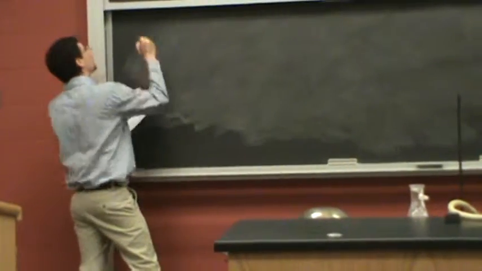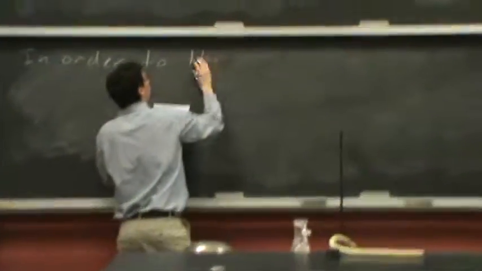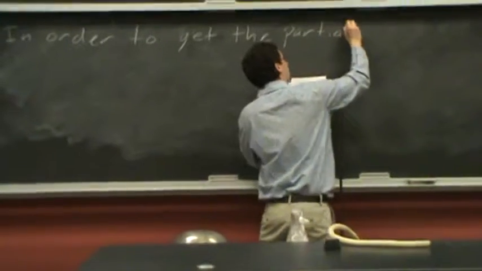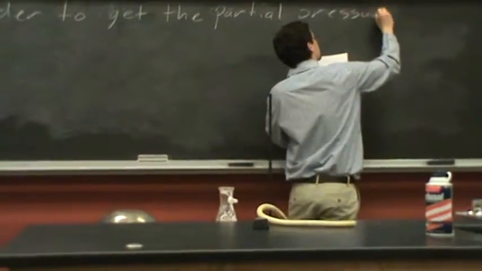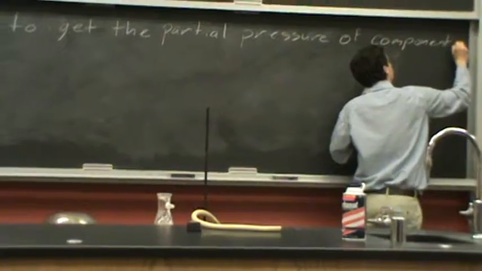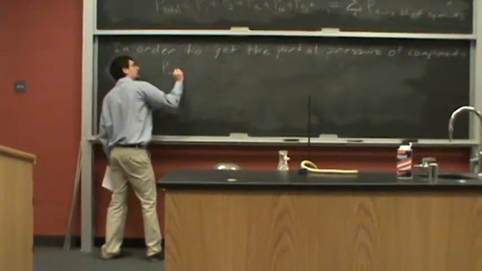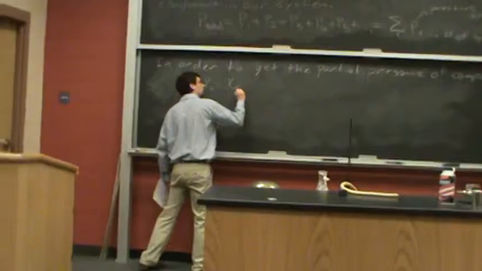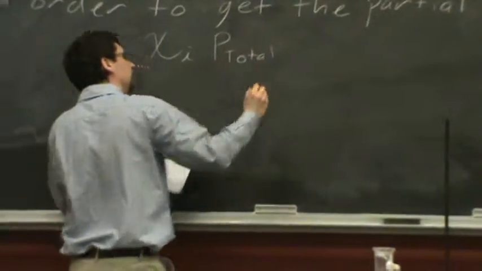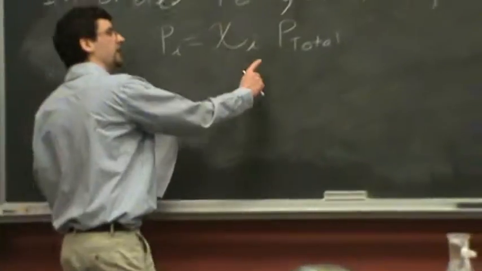So, in order to get the partial pressure of component I, we have to utilize the following equation, where P sub I is equal to chi sub I times P total. So this is our total pressure yet again.